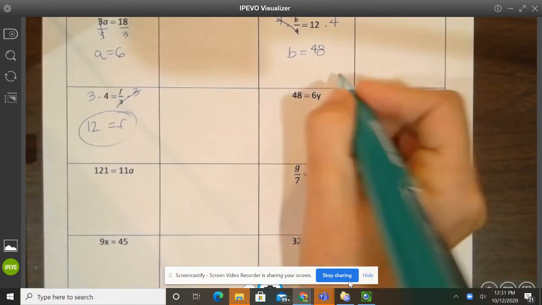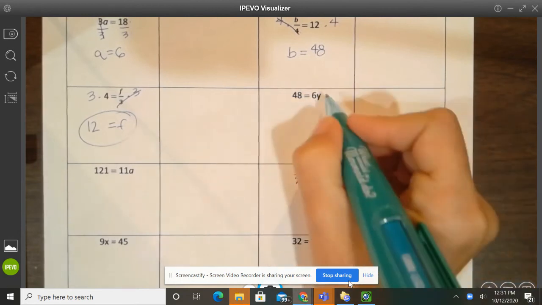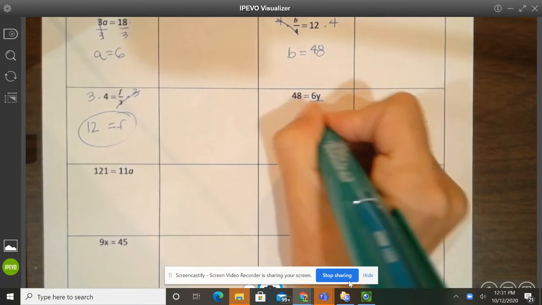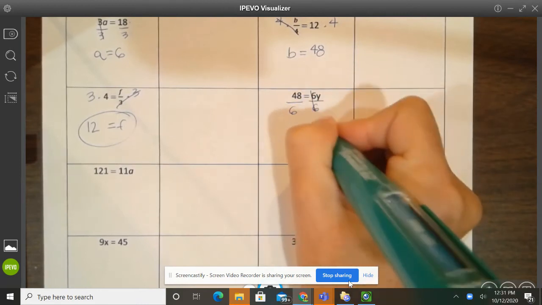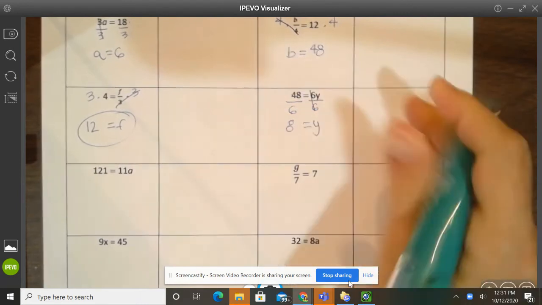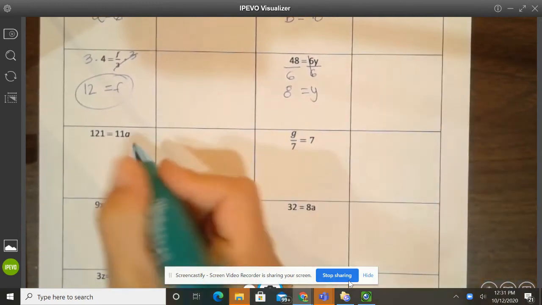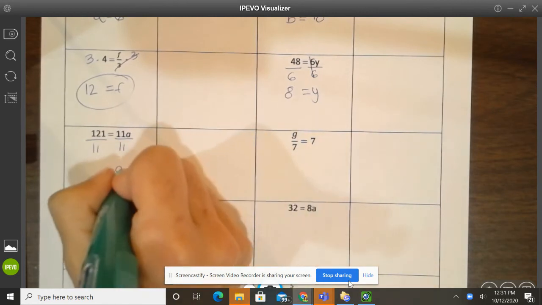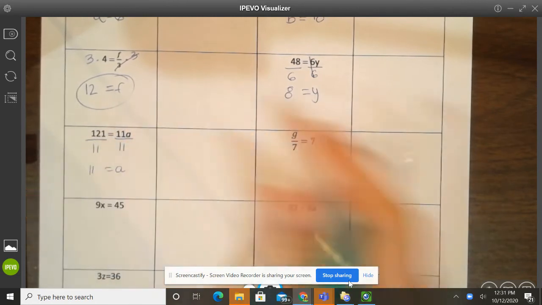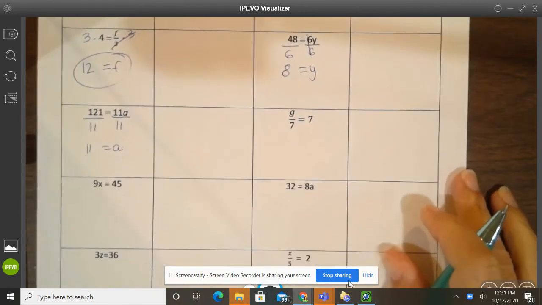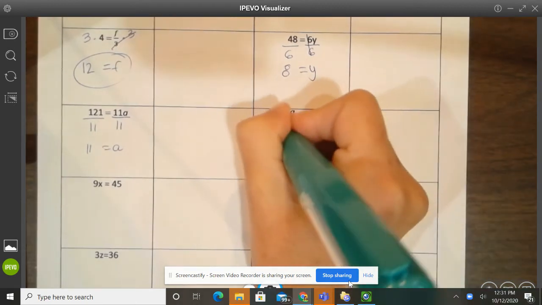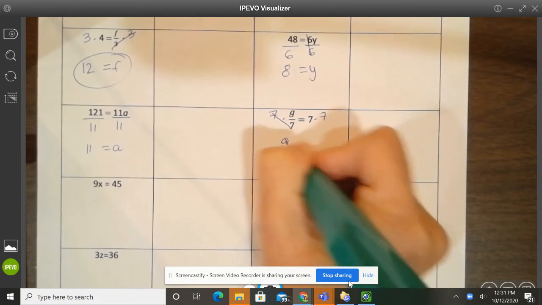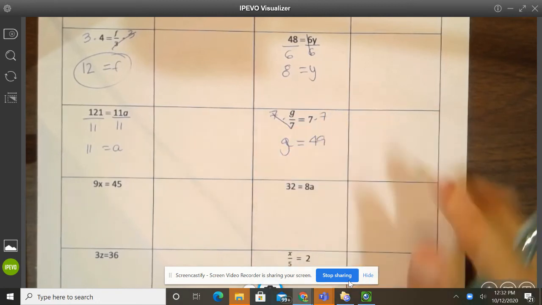In this case also, you are always getting rid of the one with the letter. You're isolating the letter. So divide by 6 on both sides, that goes away, and y equals 8. Here also, you divide by the one with the letter, a equals 11. Here you're multiplying, so times 7 times 7, and then g equals 49, and that's your answer.